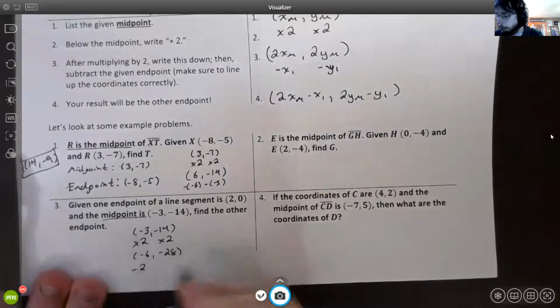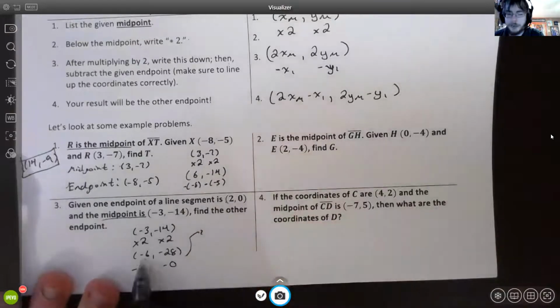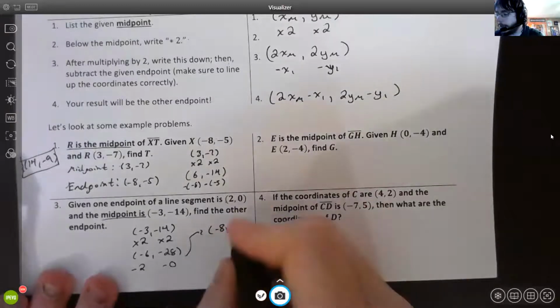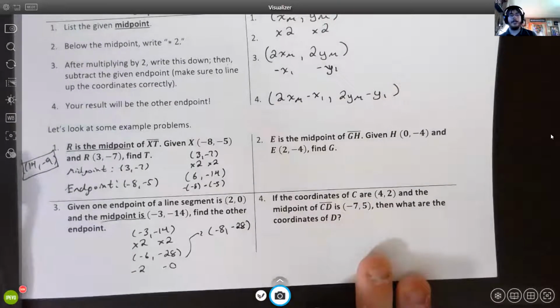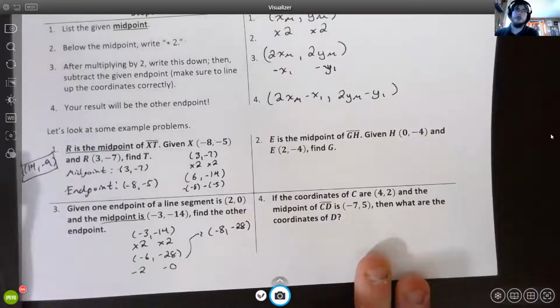So we're going to subtract 2, subtract 0. And when you do that, -6 minus 2 gives you -8, and -28 minus 0 gives you -28. And again, if you would like to check that, you can check that using your endpoints and using the midpoint formula to see if you get your midpoint back.